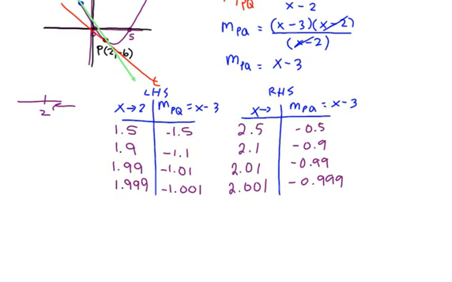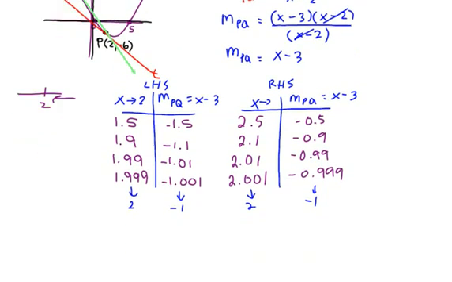So, as x approaches 2 on our secant line, what is the slope approaching? Negative 1. Has to be the same from both sides. So, on both sides, the slope is approaching negative 1. Yeah, it is going down.